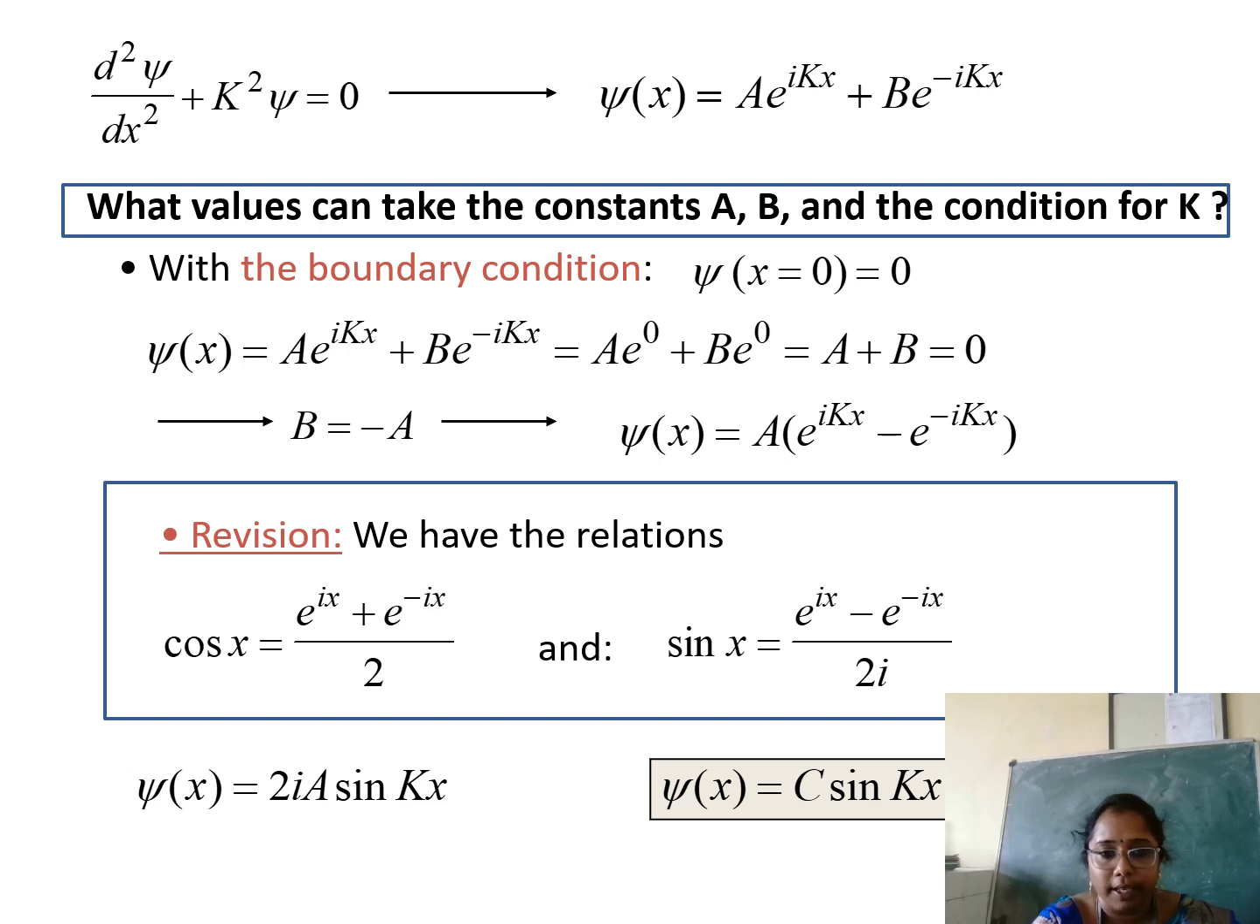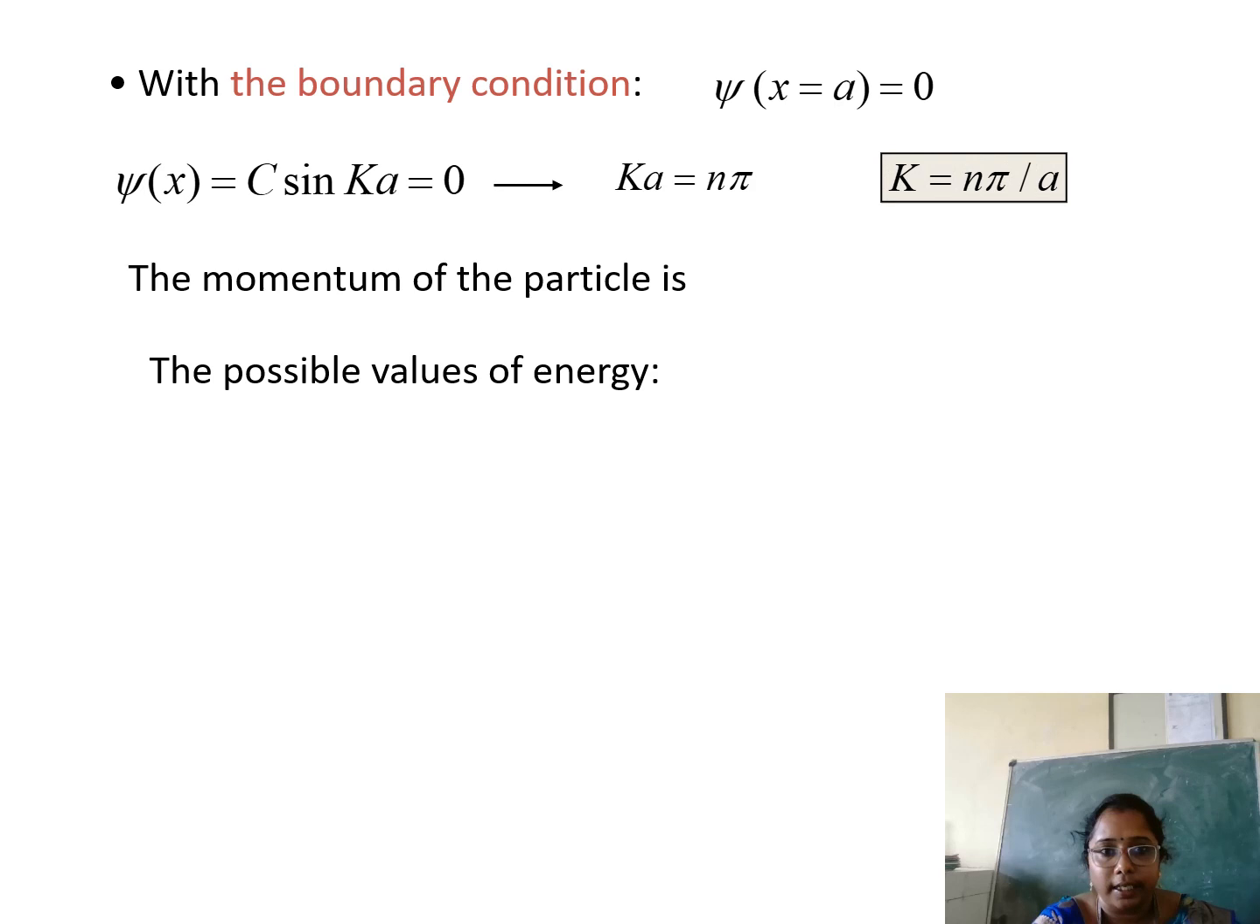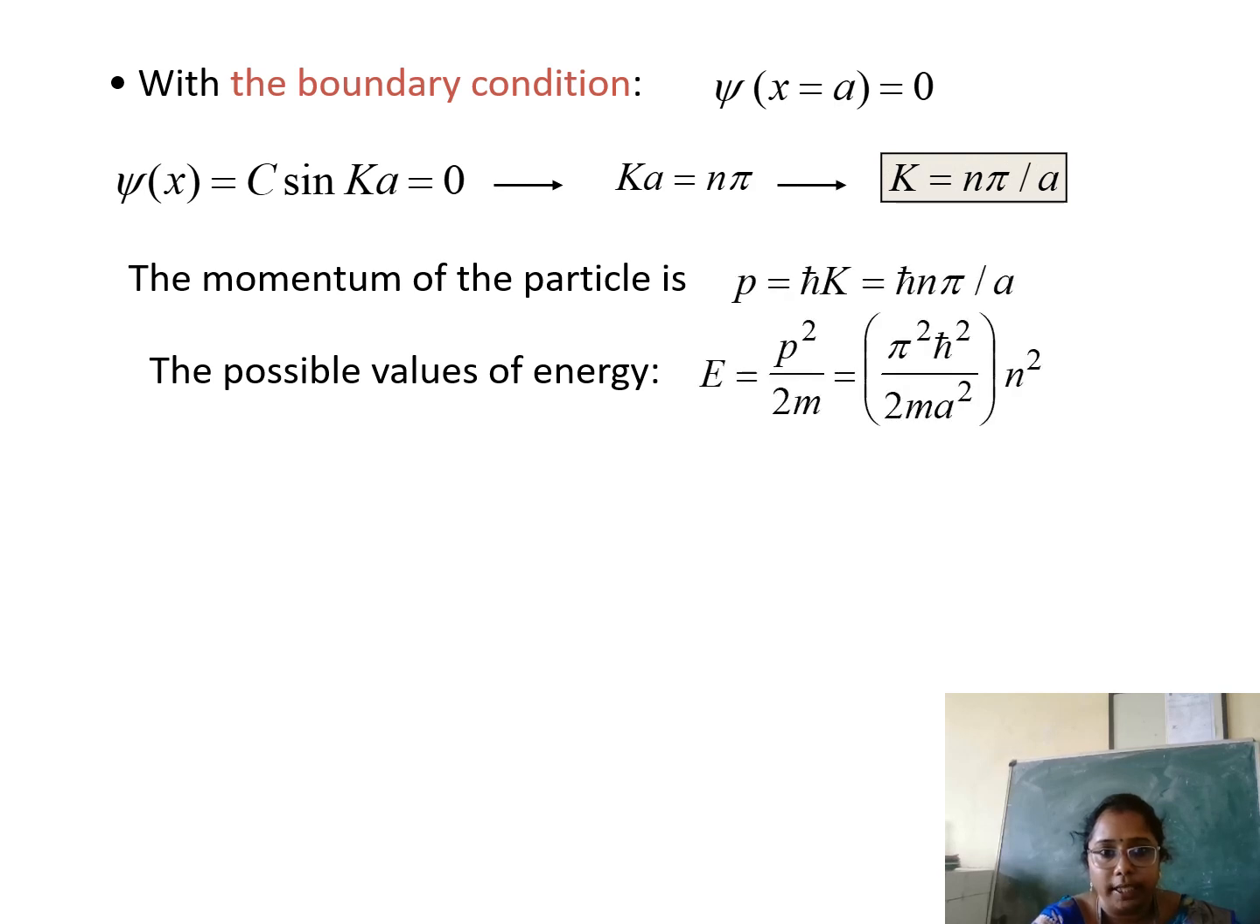If we substitute, ψ(x) = 2iA sin kx, then we get ψ(x) = C sin kx. With the other boundary condition, ψ is also 0 at x = a, previously ψ is 0 at x = 0. Applying this boundary condition, we get C sin ka = 0, then ka = nπ. So k = nπ/a.